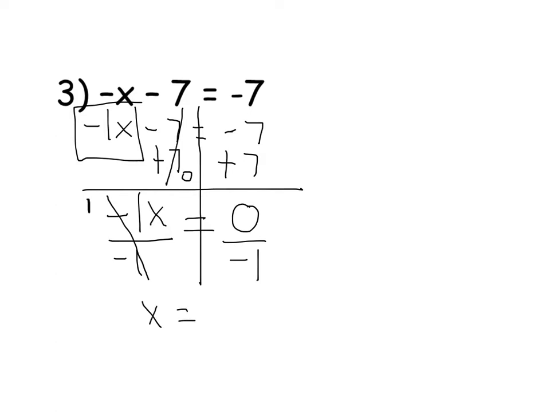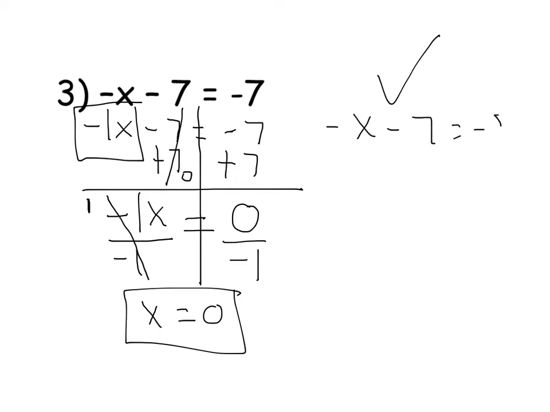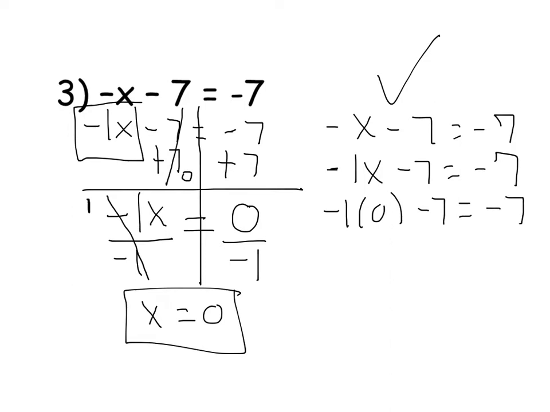0 divided by negative 1 is just 0. So let's check our answer. Now, when checking our answer, if this is your original equation, negative x minus 7 equals negative 7, that can be a little tricky. So I like to plug it into negative 1x minus 7 equals negative 7. So let's plug it in. I have a negative 1, and in parentheses we put the 0, minus 7 equals a negative 7.